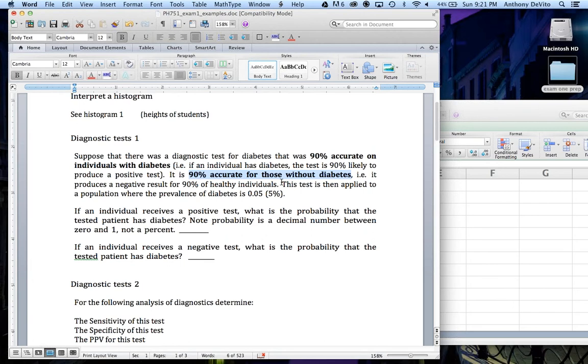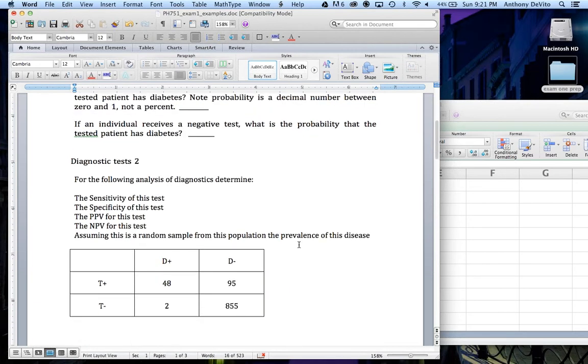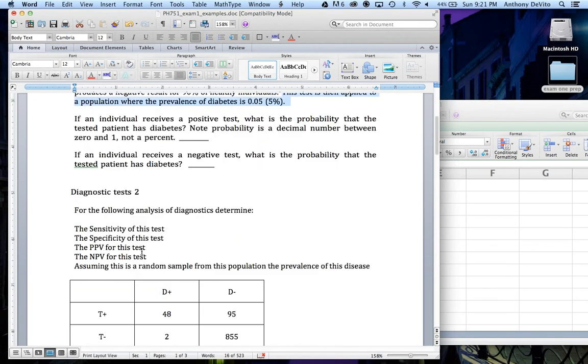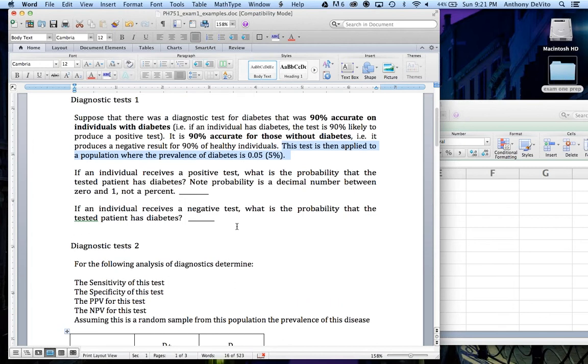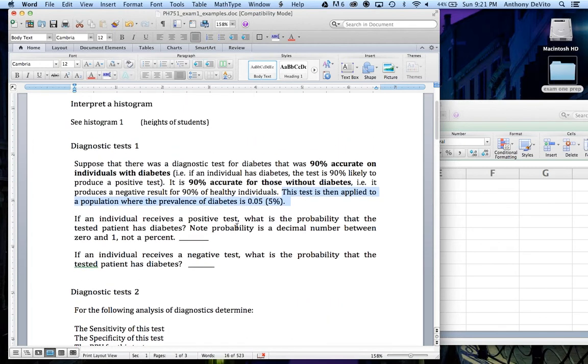This test was applied to a population where the prevalence is 5%. Well, that looks a lot like the sample we just looked at, except that the specificity and sensitivity in this test was a bit different than what this is, right? So what are the questions we're going to get asked on this?